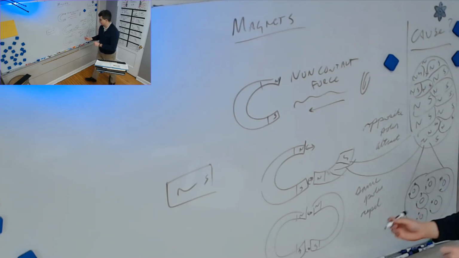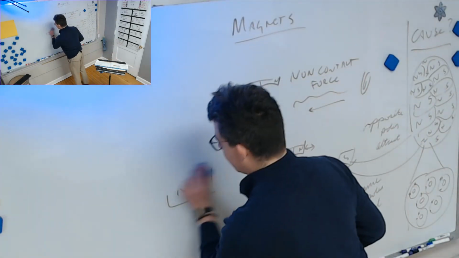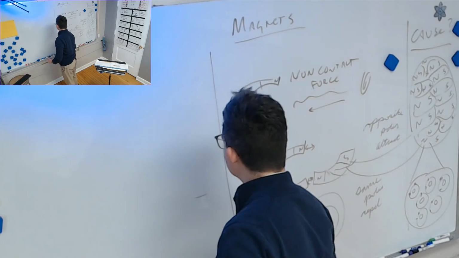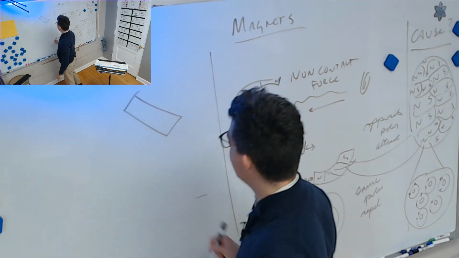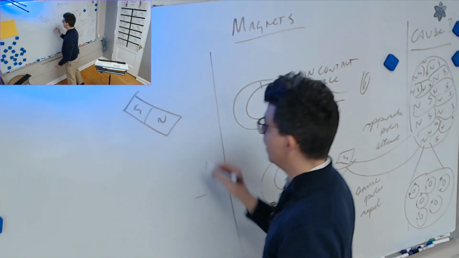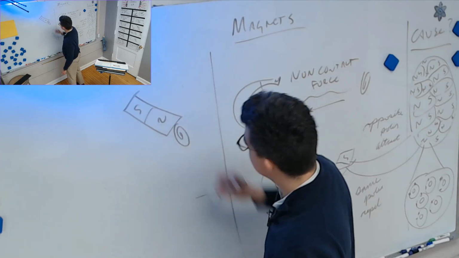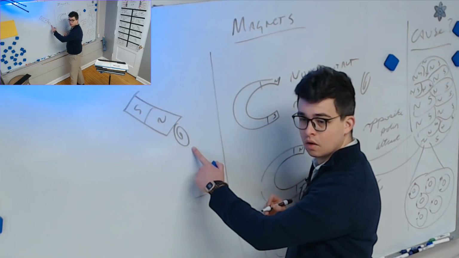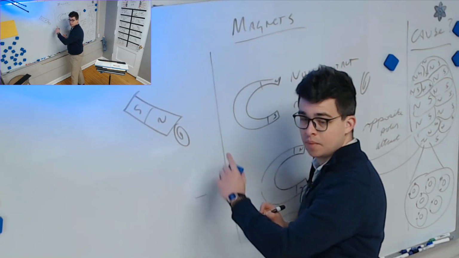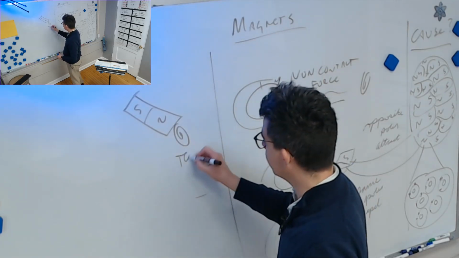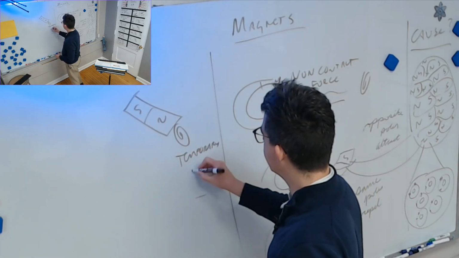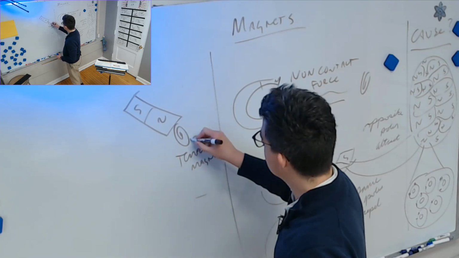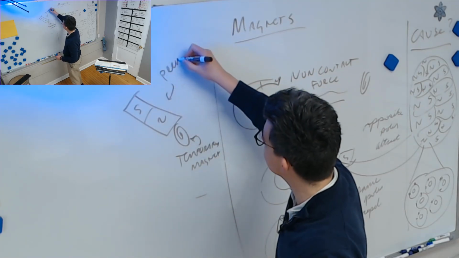When someone in their lab had a magnet, and they attracted a little paperclip to it, is the paperclip magnetic? Yes. Well, yeah, at this time it is. The paperclip at this time is what we call a temporary magnet, whereas this we sometimes call a permanent magnet.